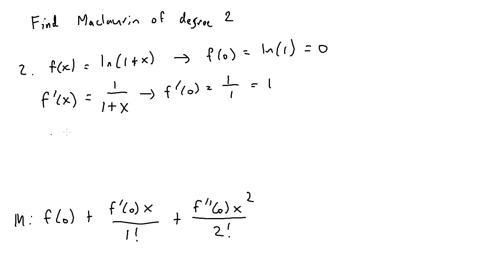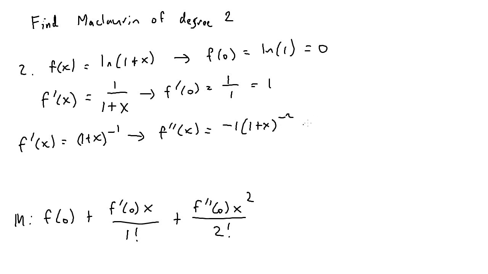And if I find the second derivative, so I'm going to rewrite 1 over 1 plus x as 1 plus x to the negative first, because now it's easier to use the power rule to derive. So then f double prime of x is going to be equal to negative 1 times 1 plus x to the negative second power, or negative 1 over 1 plus x squared. So then when I plug in 0, f double prime of 0 is going to be equal to negative 1 over 1 plus 0, which is 1 squared, which is 1. So we'll get negative 1.